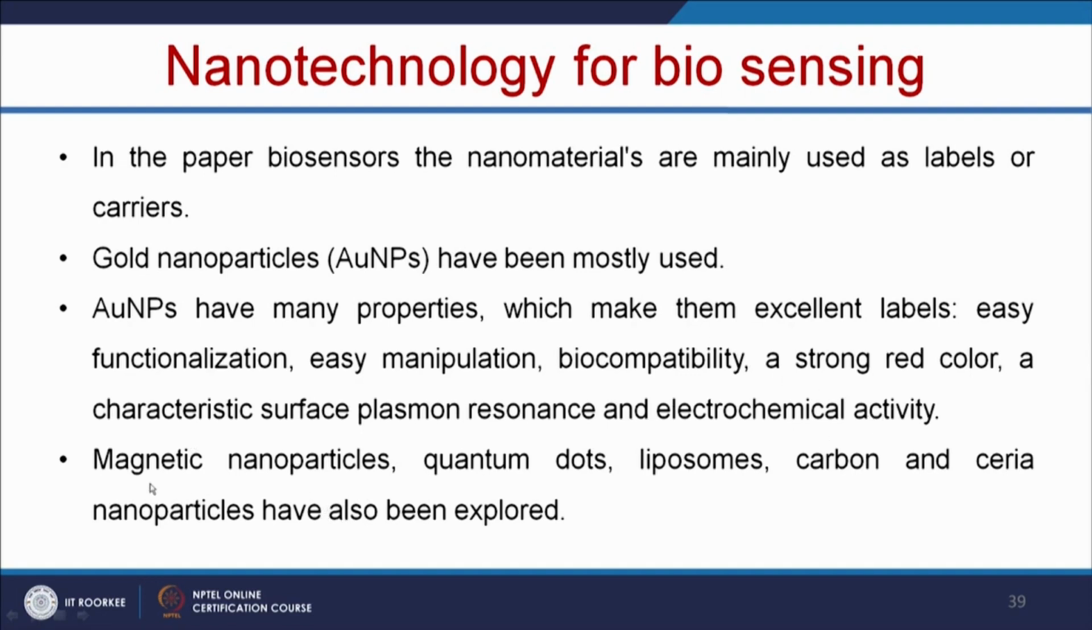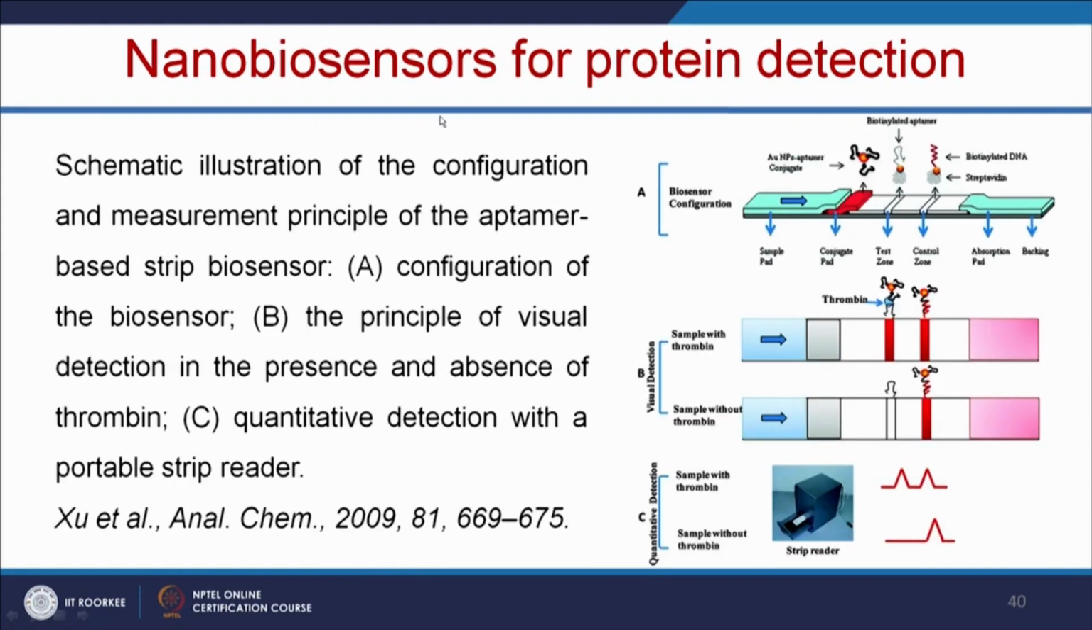And some of the other nanoparticles like magnetic nanoparticles, quantum dots, liposomes, carbon and ceria nanoparticles have also been explored for point of care diagnostics. So, let us see the example of a nano biosensor for protein detection, and here we can detect thrombin.